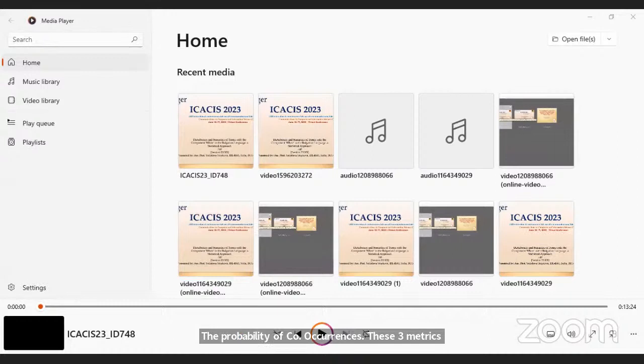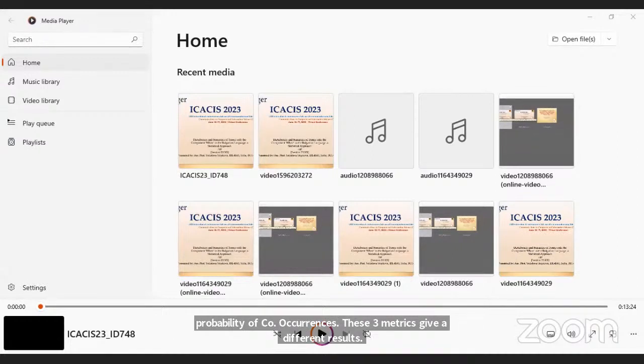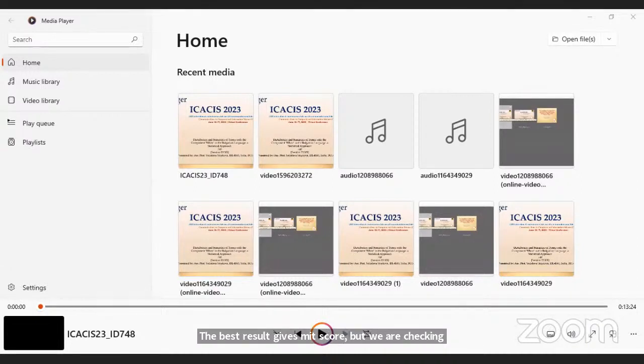The best results are given by the MI3 score, but we check all three of them, because sometimes, especially in collocation combinations, when we have a complex term like white horse or white wine, the MI3 score is the best measurement.